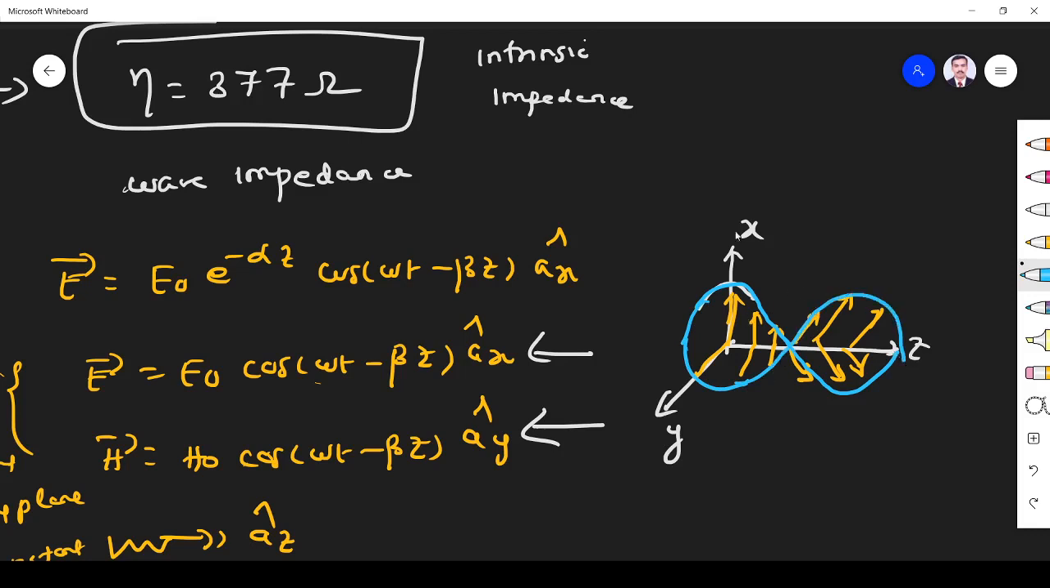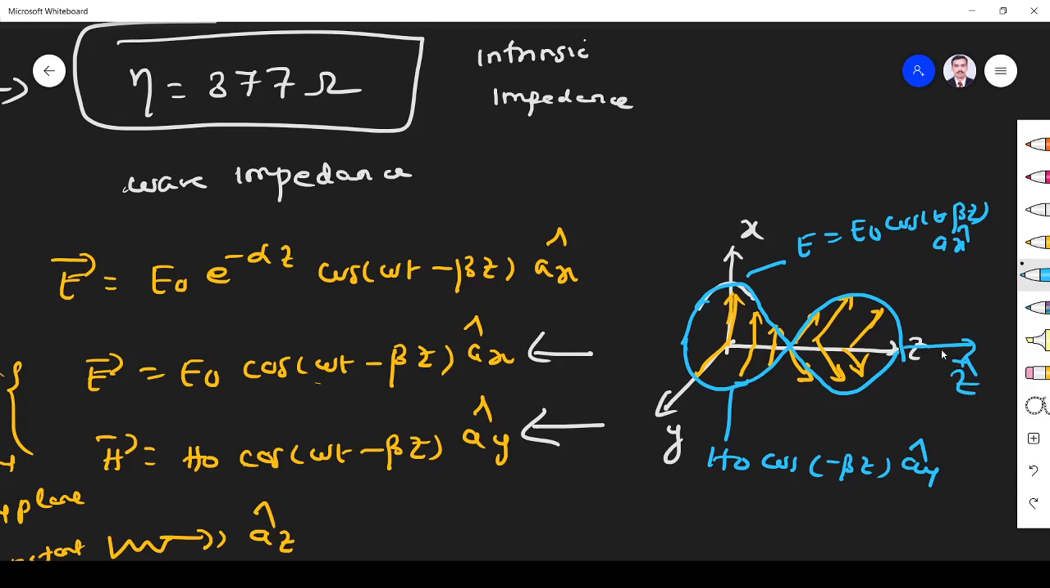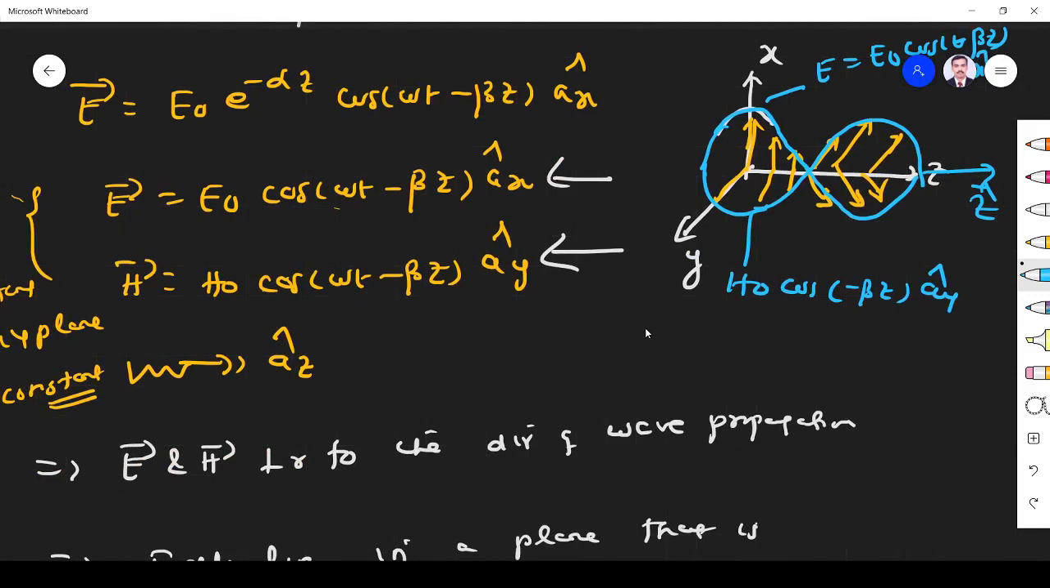Fine, okay. So here you see, E is equal to E naught cos(omega t minus beta z) in ax direction. Similarly, H naught cos(omega t minus beta z) in ay direction, where I consider omega t equal to 0. So the wave will be in z direction. The wave propagates through z direction. Clear? So that is a very important point.